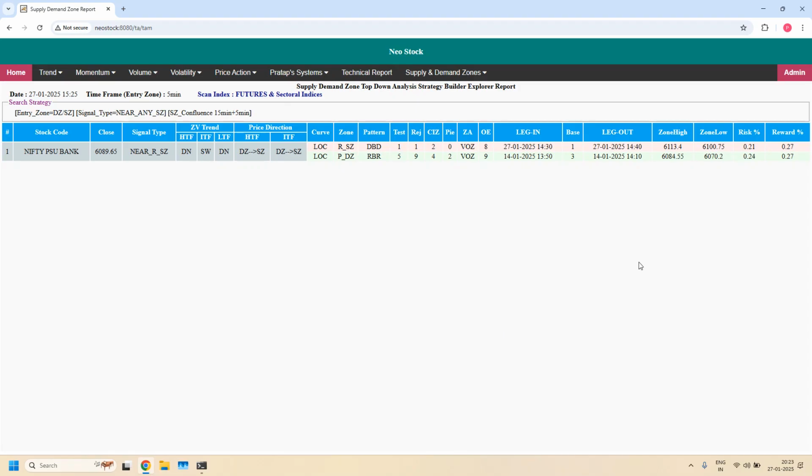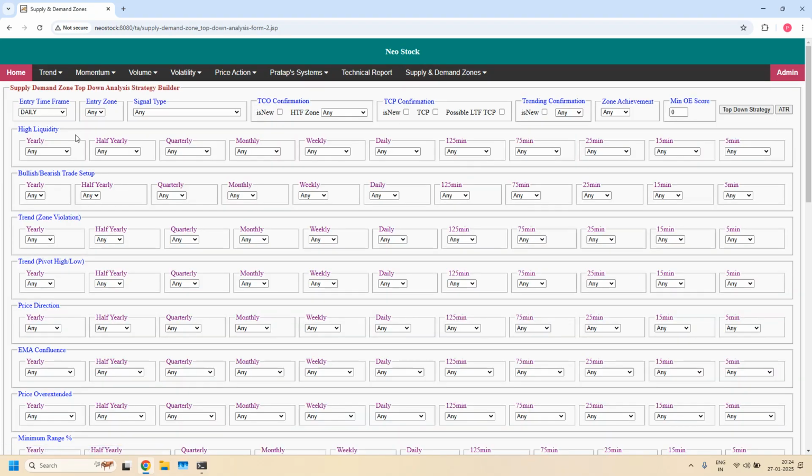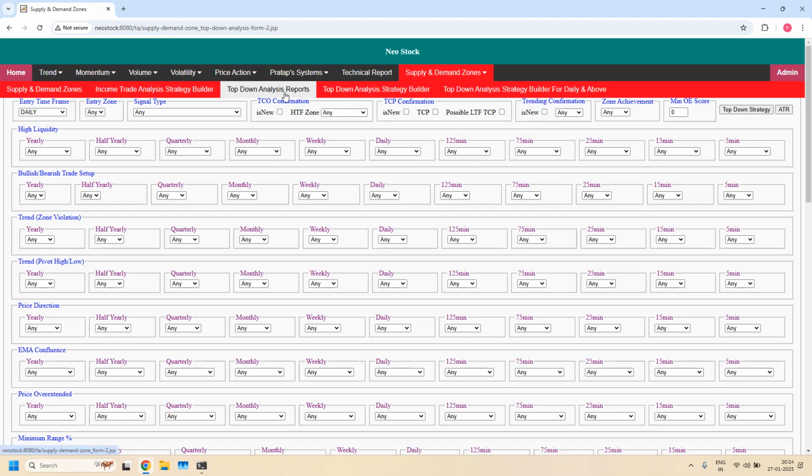Okay, this is about stocks near demand and supply zones for different time frames. Next, let us generate NIFTY and BANKNIFTY supply demand zone chain.